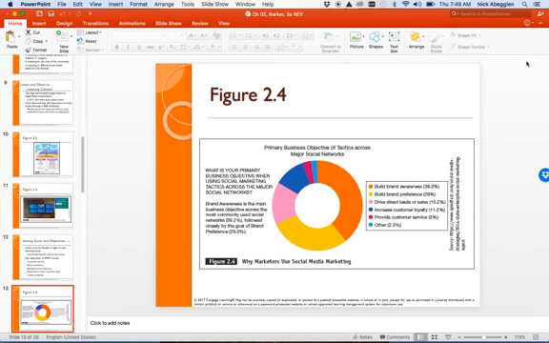And then this is just, again, a graphic to demonstrate and show what some of those goals are and what the most important ones are.